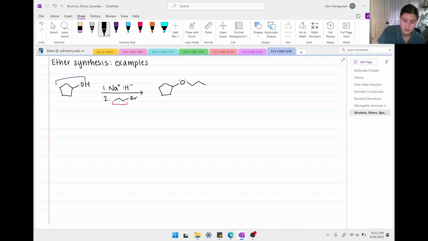of the synthesis. The byproducts are sodium bromide, because our alkyl halide is an alkyl bromide, and hydrogen gas. Now, if we're asked to draw the mechanism, we can certainly do that. So let's do the mechanism down here.